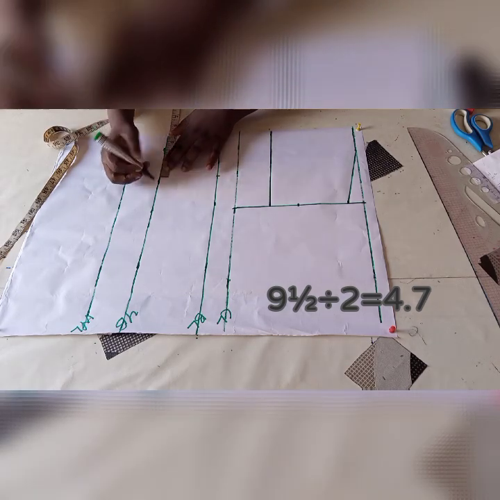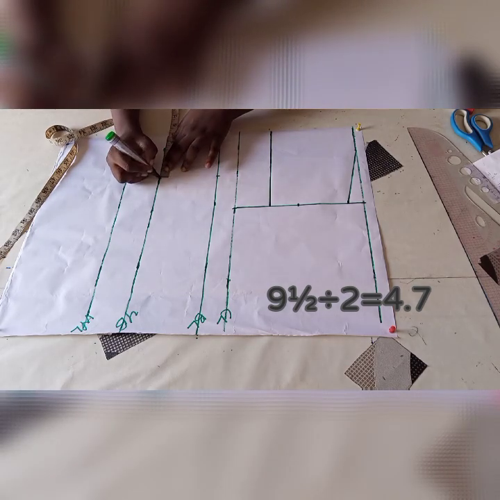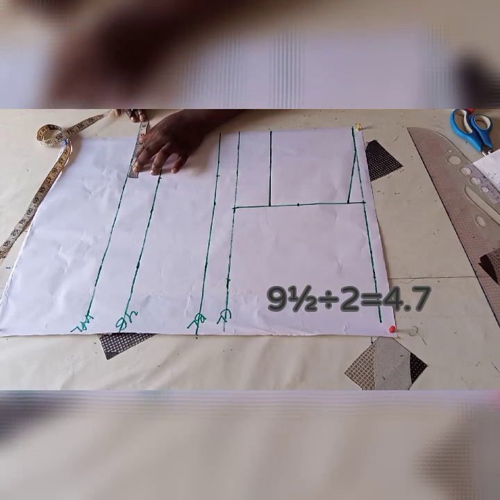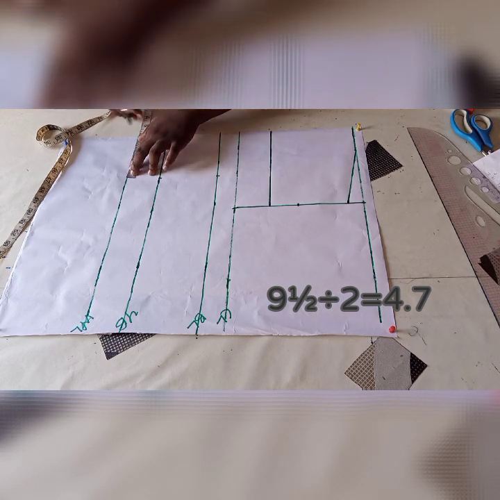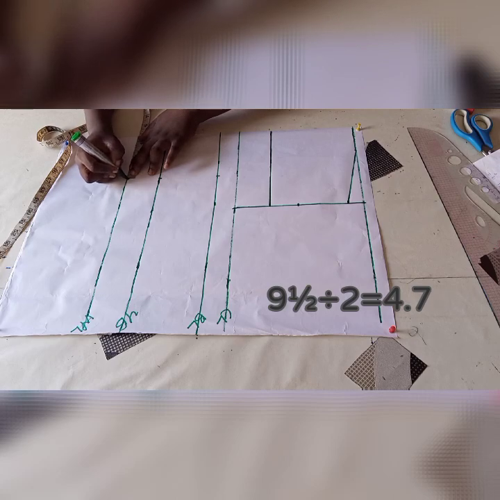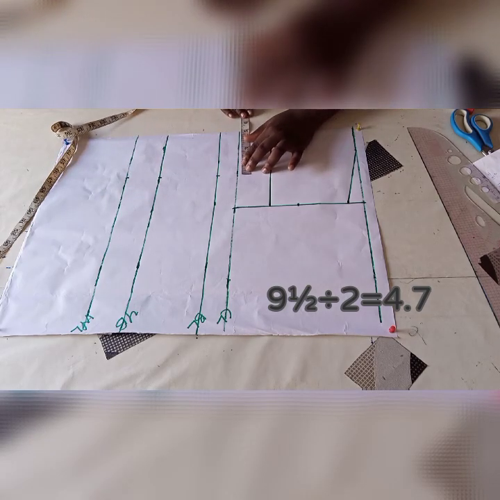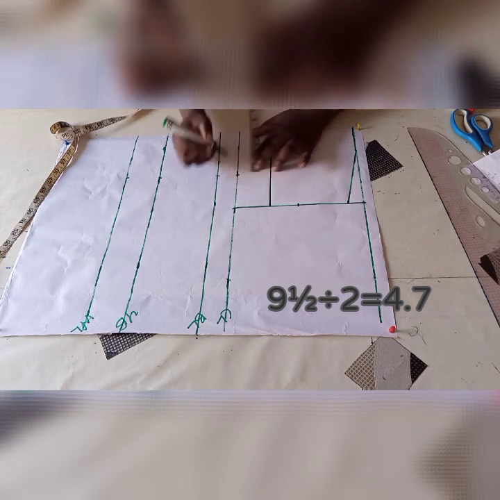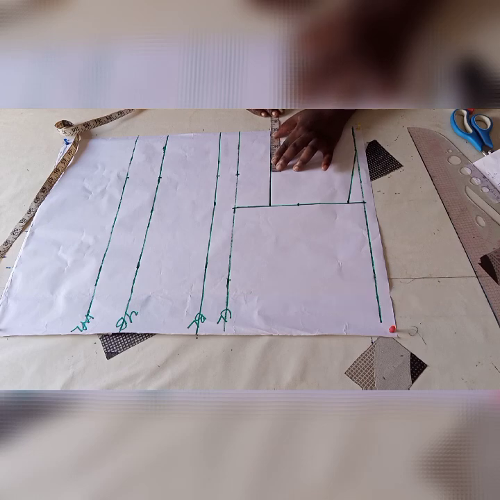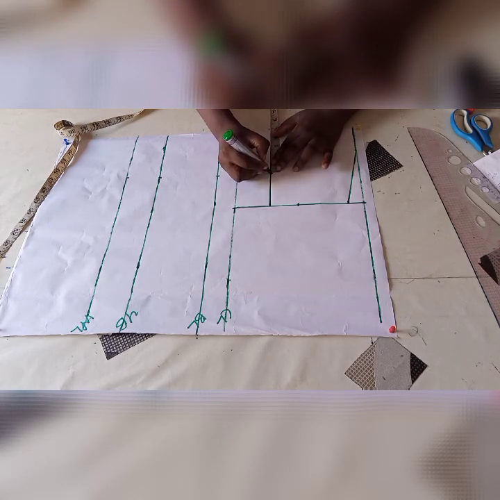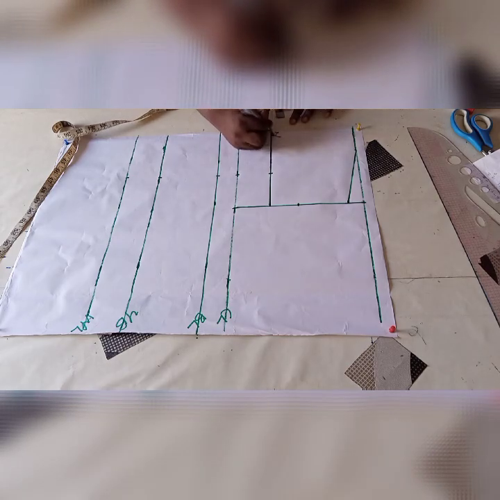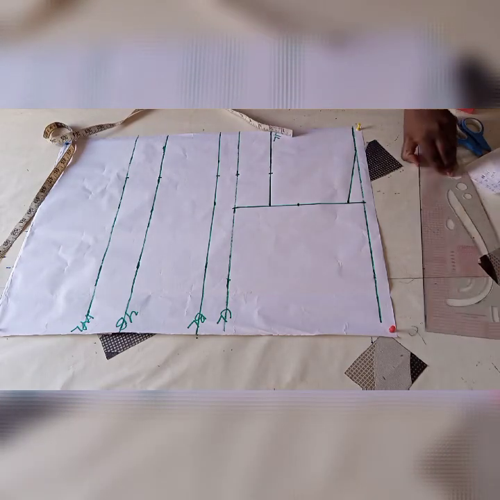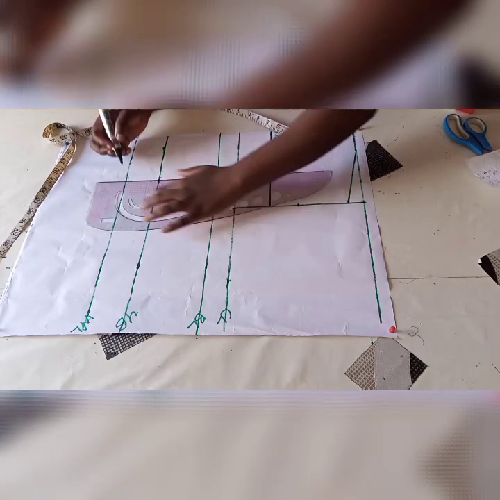So 9.5 at the under bust also. See, 9.5. If you divide it by 2, it will give you 4.7. So this is it. You took your 9.5 all around. You make it a straight line to the neckline. This is the neckline. So you make it a straight line from there.